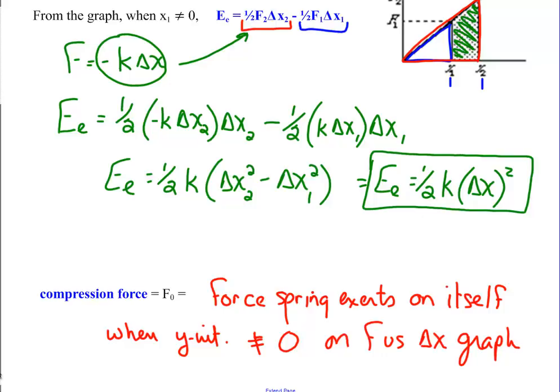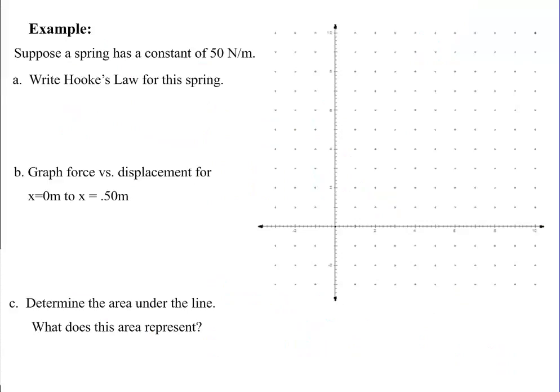Flexible, lightweight, loose springs generally don't have compression forces, but they are relatively easy to identify graphically. And when we're dealing with calculations, you need to keep that in mind. Most of the time when we do problems, we will assume the spring has no compression force, just because that makes life easier. All right, let's take a look at some examples here.